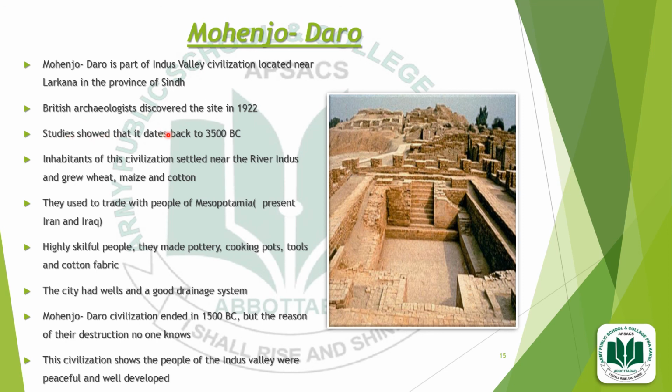British archaeologists discovered the site in 1922. Studies showed that it dates back to 3500 BC. Inhabitants of this civilization settled near the river Indus and grew wheat, maize, and cotton. They used to trade with people of Mesopotamia, which is now based on present Iran and Iraq.